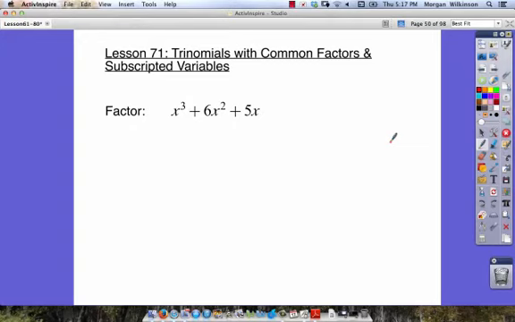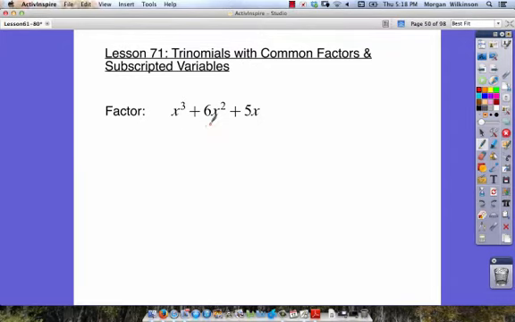Lesson number 71 today is about trinomials with common factors and subscripted variables. So our first types of questions are going to look like this. They're going to ask us to factor. We have x to the third plus 6x squared plus 5x. Now these trinomials will have common factors.